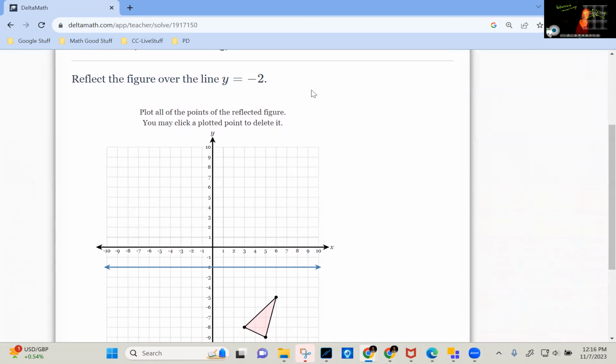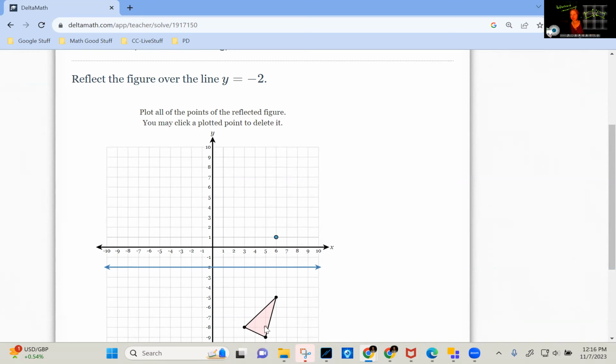Now this one's a little bit different because it's not over the x-axis. I'm given a line, in this case, y equals -2. Remember, y equals is any horizontal line. If it was x equals, it would be a vertical line. So they've drawn our y equals -2 line for us, which is super helpful. And so this time, instead of counting all the way to the axis, we're counting just to the line. 1, 2, 3.